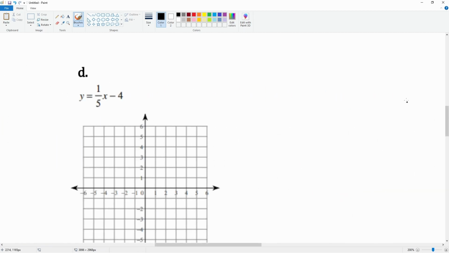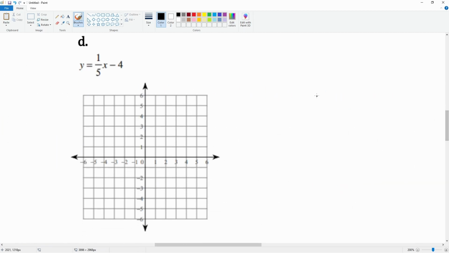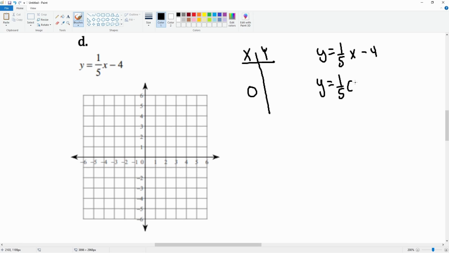And then let's look at question D. Ooh, this is good. It's already in y equals mx plus b. Let's make our chart. X, y. Let's plug in 0 first. Y is equal to 1 over 5x minus 4. Plug in a 0 for the x. 1/5 times 0 is just 0. Y is equal to negative 4. Okay? That makes sense because that's the y-intercept.